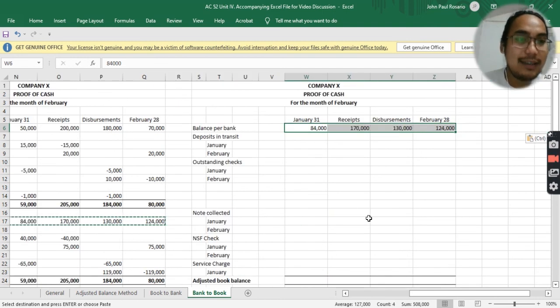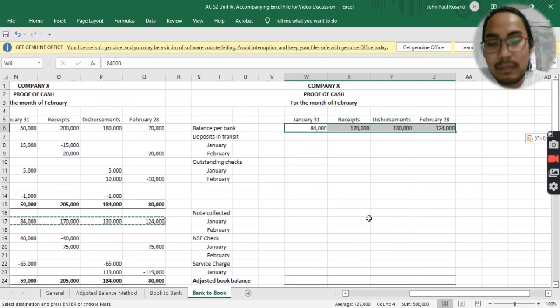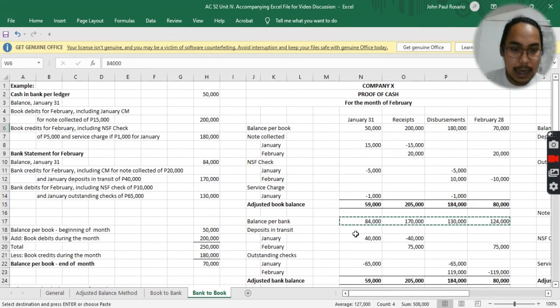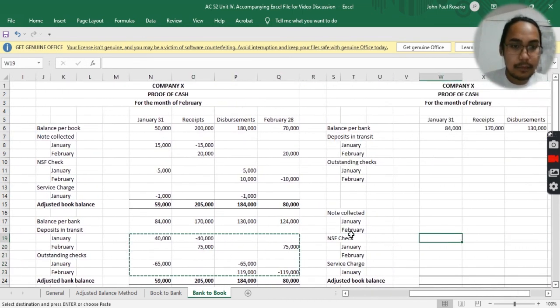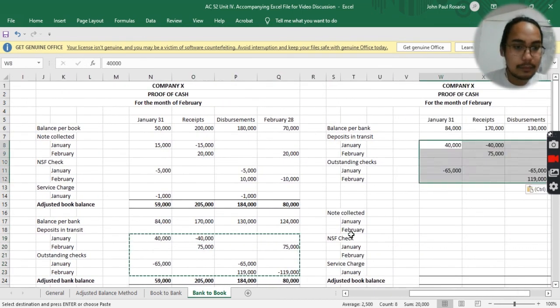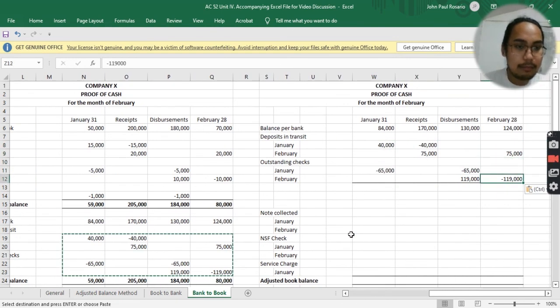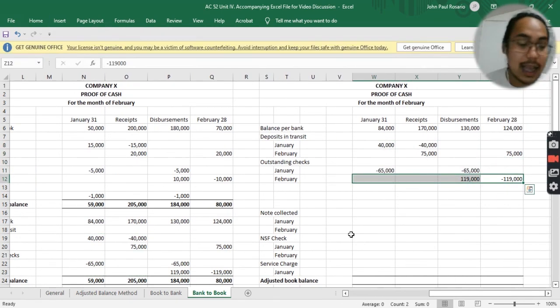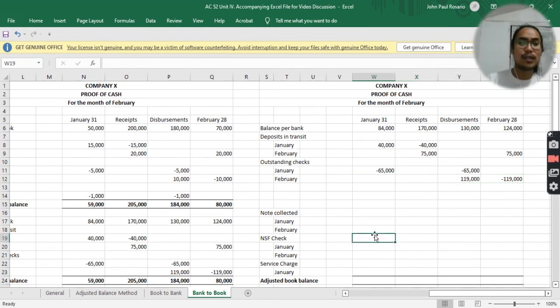So, for bank to book naman, so kung book to bank, ma-retain ang treatment sa book reconciling items, with bank to book, ma-retain ang treatment sa bank reconciling items. So, copy-paste na to na sila. Copy-paste. Okay. And the discussion for these things has been done already with the discussion on adjusted balance method. Now, let's go to book reconciling items na po nga atong i-reverse ang treatment.